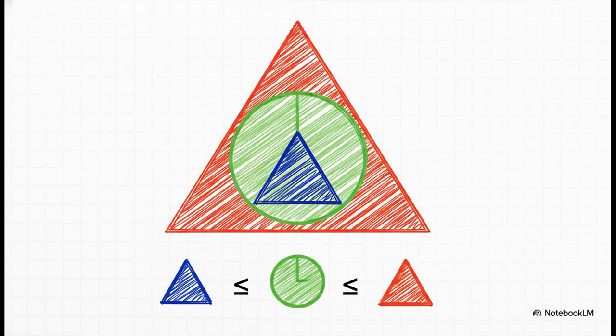Okay, now for the part that's so simple, it's brilliant. Just look at it. You don't need any fancy math to see that the area of that small triangle is smaller than the area of the circular sector, right?